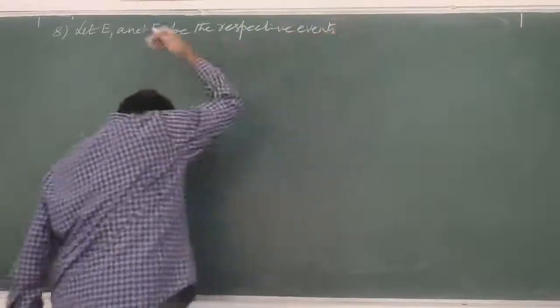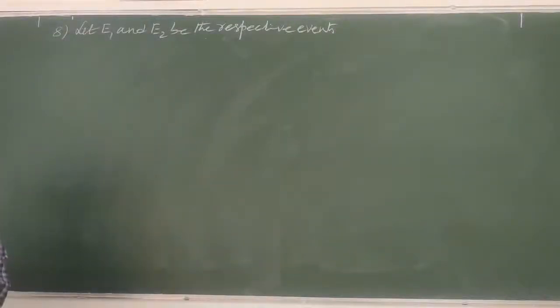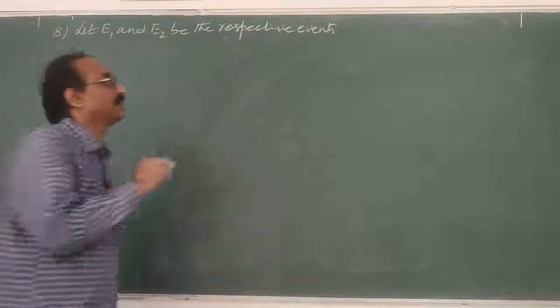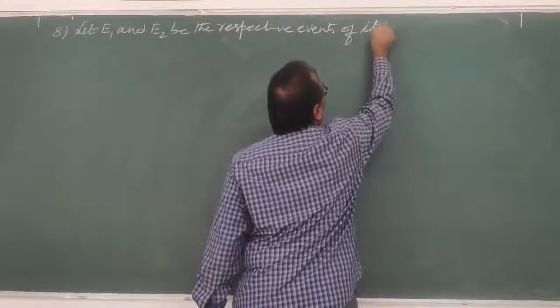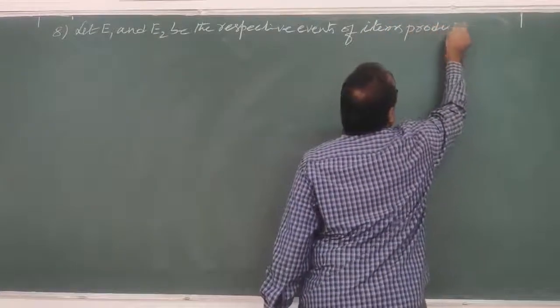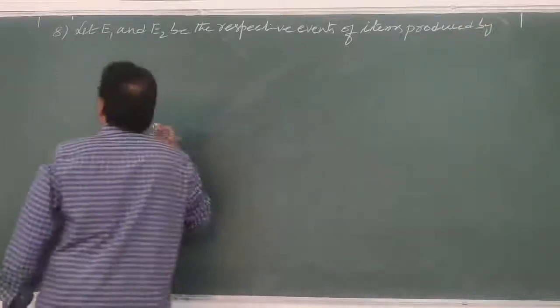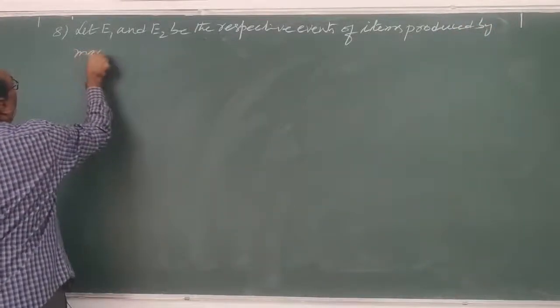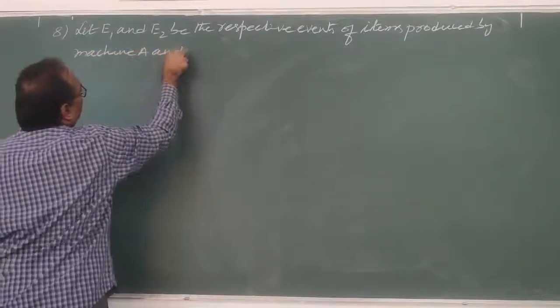Now this is common. So now what is given in the problem? We'll see now. Respective events of items produced by machine A and machine B.